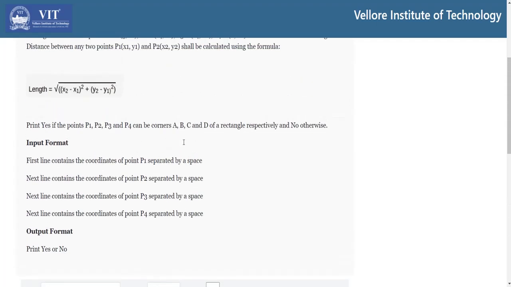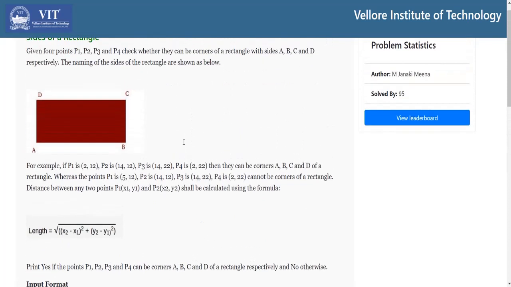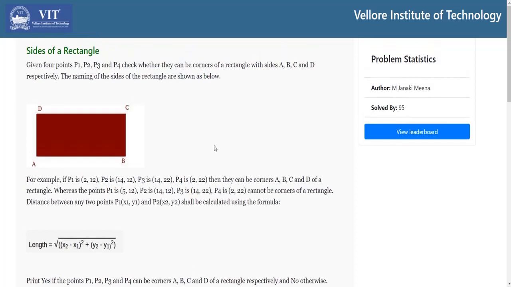So what are the properties of a rectangle? If you still remember what we studied in sixth standard, the opposite sides of a rectangle are equal, which means the opposite sides have the same length. The length of AB will be equal to the length of CD, and the length of BC will be equal to the length of AD. Not just these two.